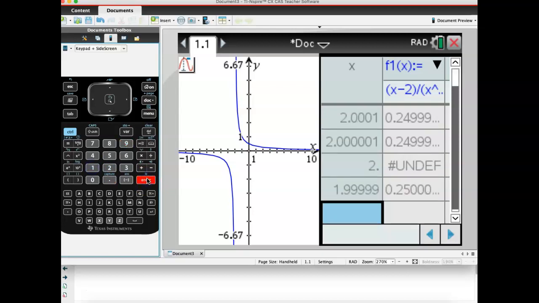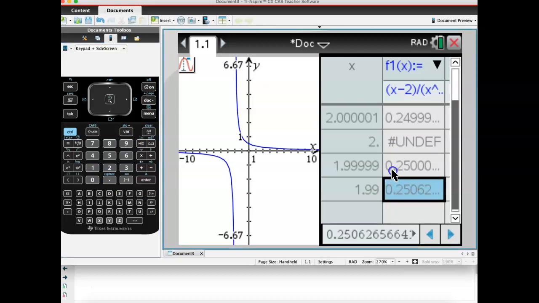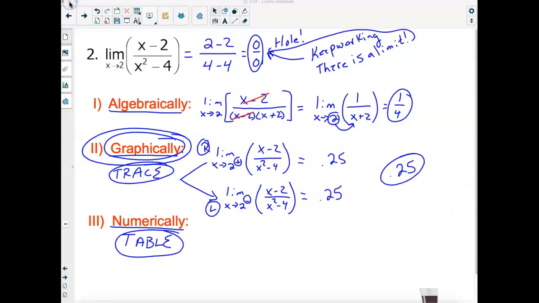How about the other side? 1.99999 or 1.99. I can see I am approaching from this way or from the top. I'm approaching that 0.25 in there. Okay, so I can totally see it. I can smell it. I know it's there. I can see that graphically it's 0.25.